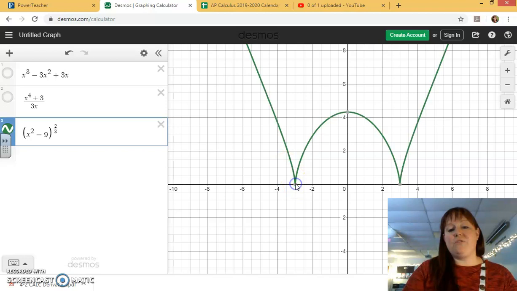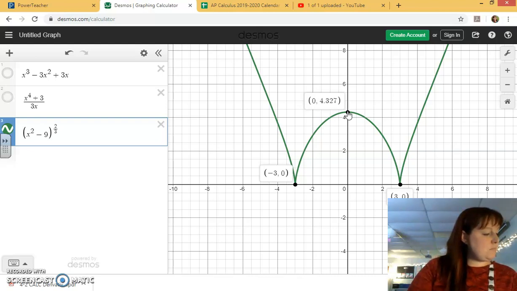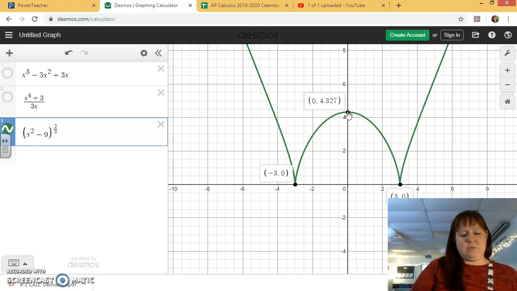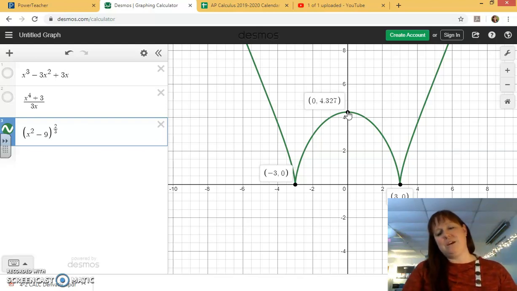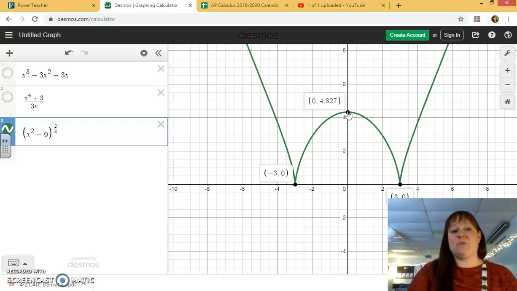And we can look at all of these points, and sure enough, it's at -3, 0 like we thought, and +3, 0. And then this is at 0, 4.327, which I believe is -9 to the 2/3. Yeah, so there you go. That doesn't seem right, because, anyway, we're not going to worry about it. Oh, it is. Huh. I was like, man, it does not seem right, because it's -9. But it's squared, so that makes it positive. Okay, so there you go. That is what the graph of that one looks like.